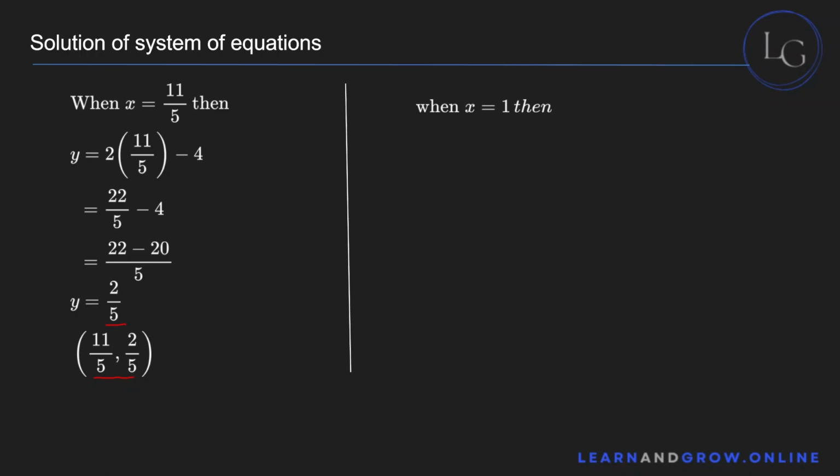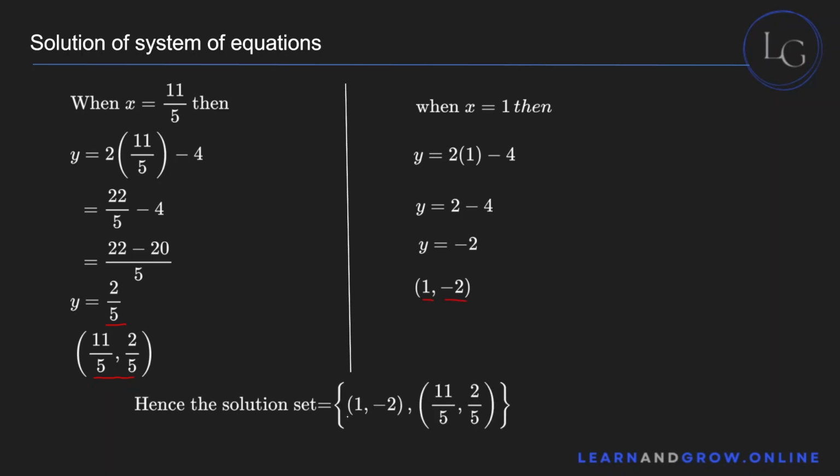And similarly, for x is equal to 1, you'll put that into y is equal to 2x minus 4, and upon solving it, you'll get this solution set. When x is equal to 1, y is equal to minus 2. And now you have this complete solution set, where you have these two.